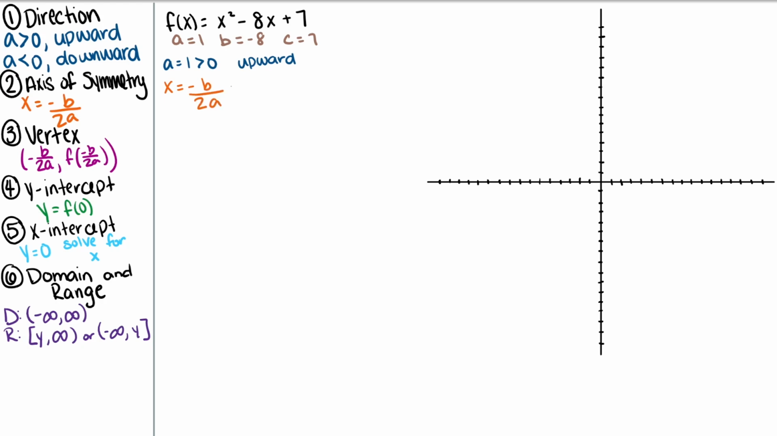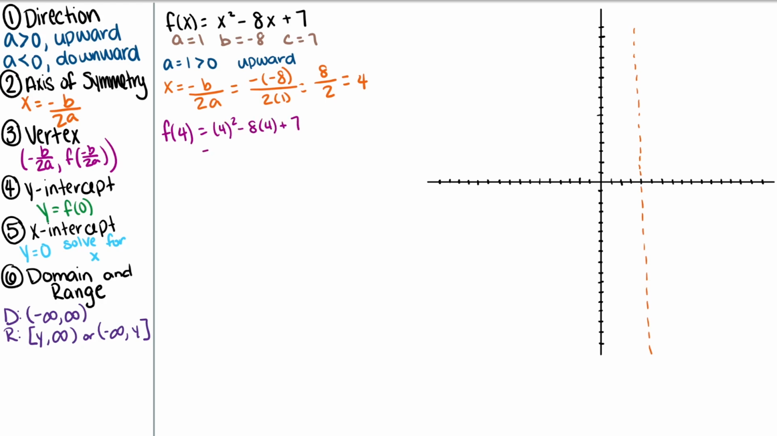So plugging in b and a, we get x equals negative 8 over 2 times 1, which is 8 over 2, which is equal to 4. So our axis of symmetry is that x equals 4. For our vertex, we'll plug in 4 to our function to find our y-coordinate. So f of 4 is equal to 4 squared minus 8 times 4 plus 7, which is 16 minus 32 plus 7, which is negative 9. So our vertex is at 4, negative 9.